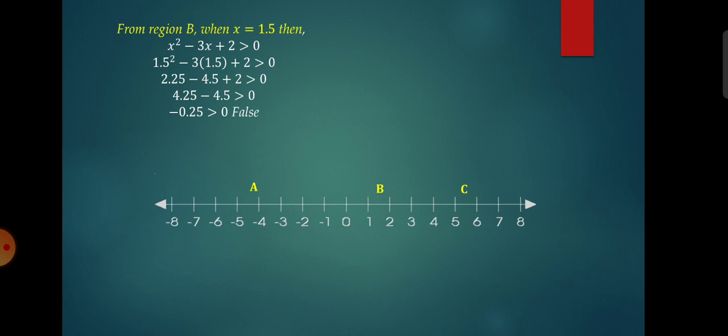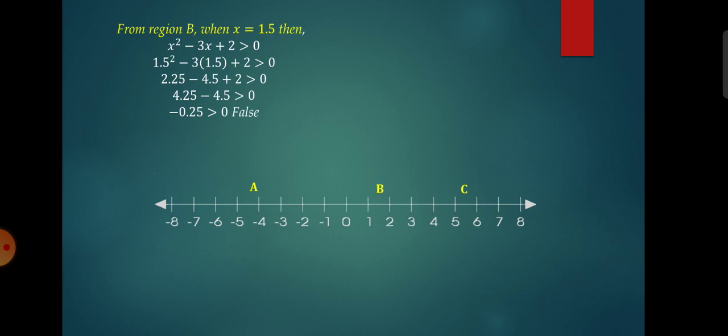So from region B, when x is 1.5, you can use it between 1 and 2, no? So the in-between number is 1.5. This is what I will choose. Then if we substitute it into the inequality, that becomes the square of 1.5 minus 3 times 1.5 plus 2 is greater than 0. Can that be true? Let's check.